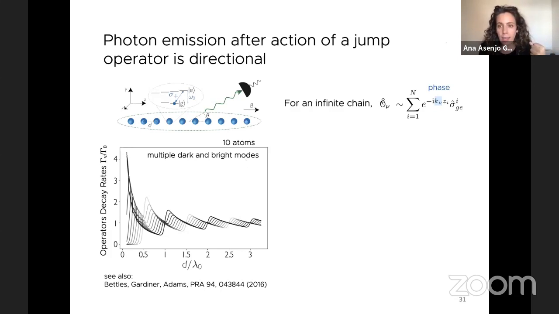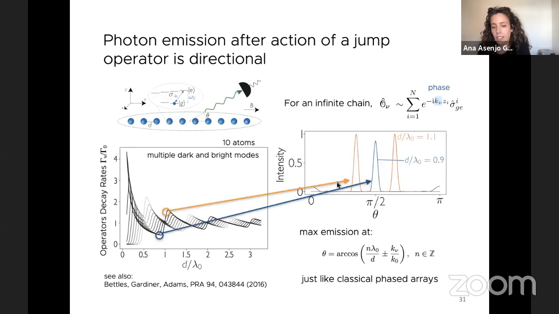One thing that is important to understand is that jump operators are directional. If I apply a jump operator on my fully inverted state, this will produce radiation, and this radiation is correlated with the wave vector of my jump operator. This is true even for finite chains.